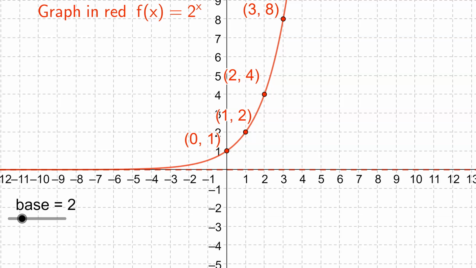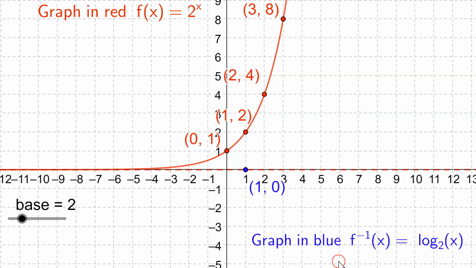The inverse of y = 2^x is y = log base 2 of x. And I'm going to graph that here in blue. And here is my first point, (1, 0). Notice the key to inverses is switching your x and y values. So the point (0, 1) became the point (1, 0) on the inverse.